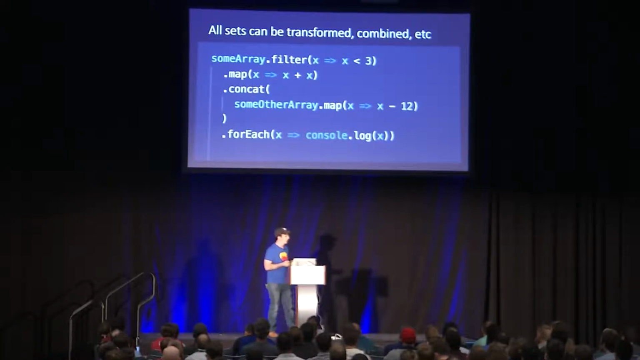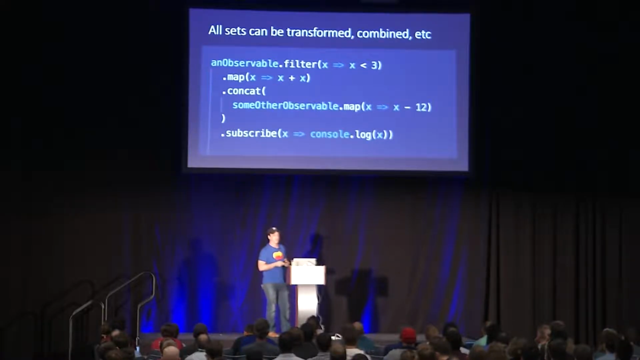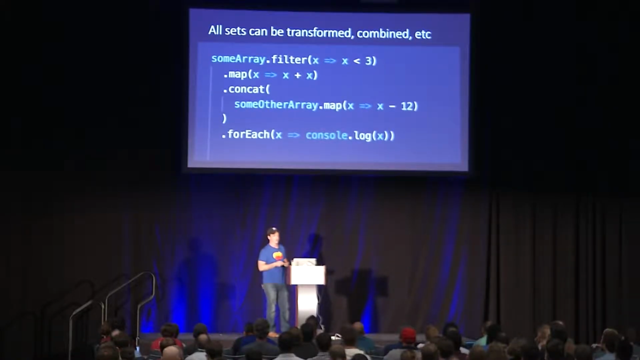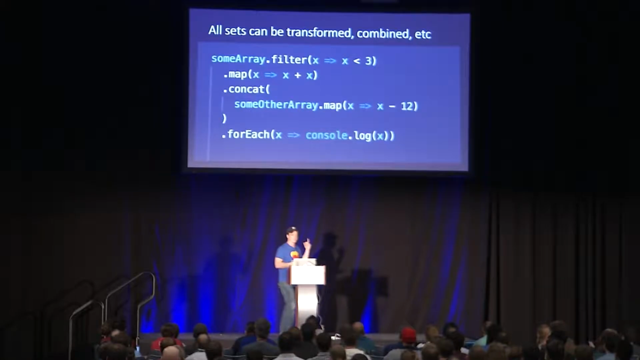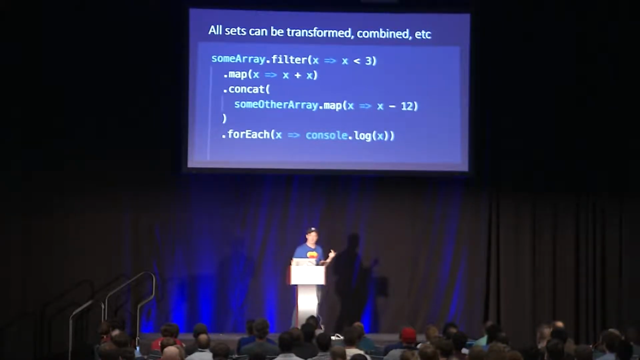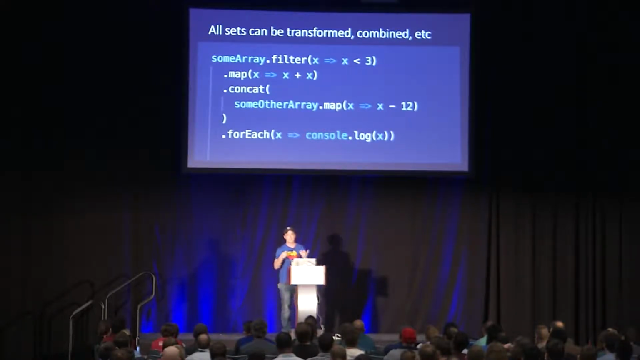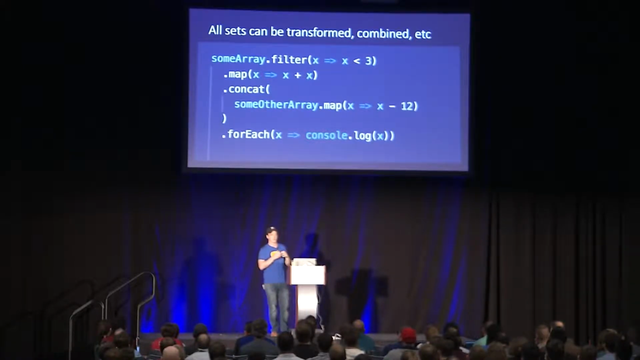So you can all see that there's not much of a difference between doing this with an observable and doing this with an array, right? So in this case, we're filtering the array to a new array. We're mapping it to a new array. We're concatenating that to another array and get a new array back, and then we're forEaching over it, right? It's the same sort of thing. And the reason it works like this is because they're both sets or collections of things.